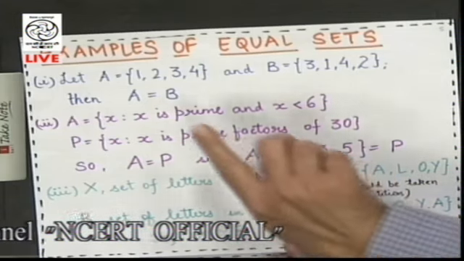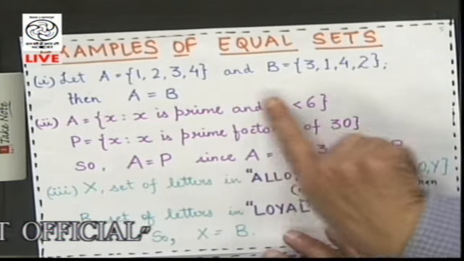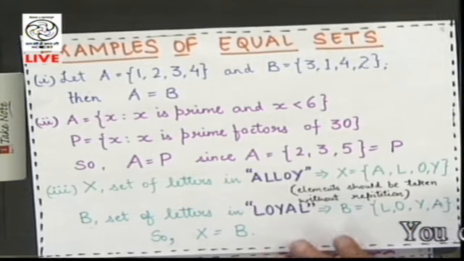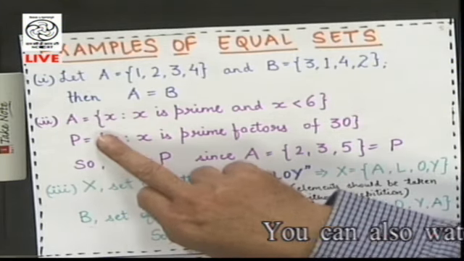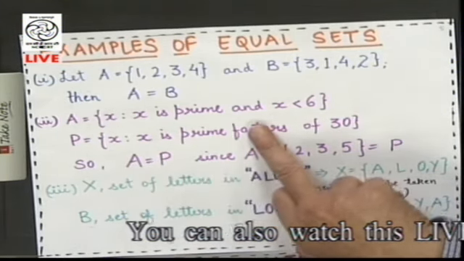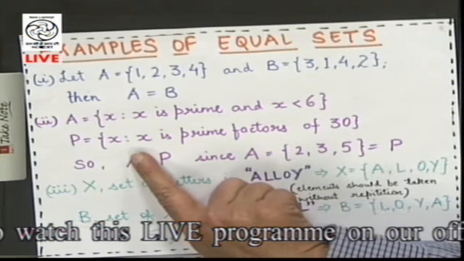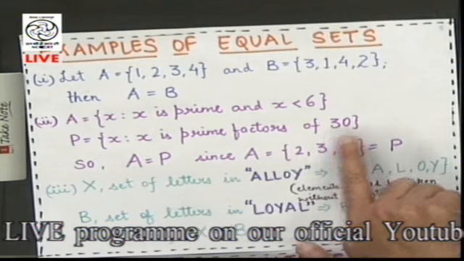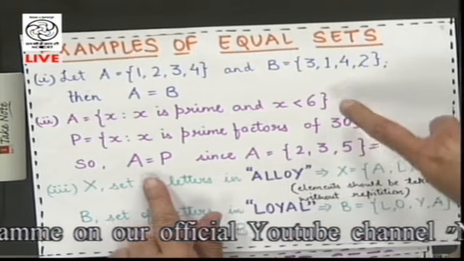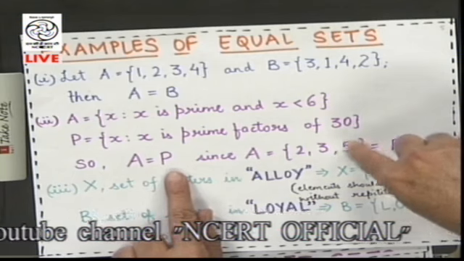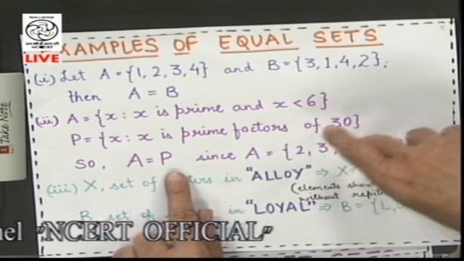So like A = {1, 2, 3, 4}, B = {3, 1, 4, 2}, these two are equal. Sir has already, Dr. Wazalwar has already explained. And number 2, A is a set such that x is a prime and x less than 6, and B is a set of x such that x is a prime factor of 30. So in this case, in A also we will get 2, 3, 5, and B also will get the elements 2, 3, 5, therefore A is equal to B.